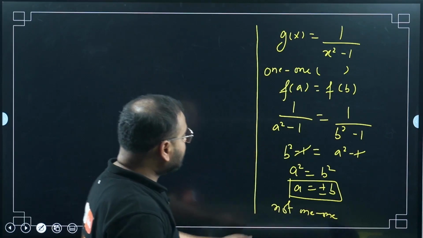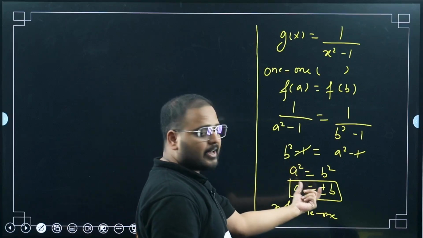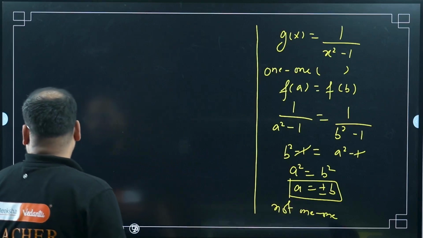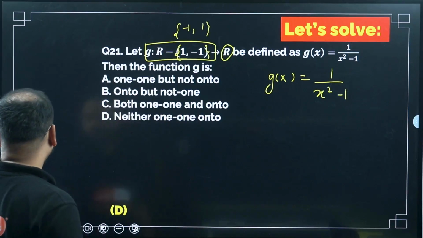Correct, no? It has to be only a equal to b, not minus b. Okay, so both conditions are coming here, because if you take root, plus minus sign will come. So not 1-1. Check here. Not 1-1. First part is done. What about onto?